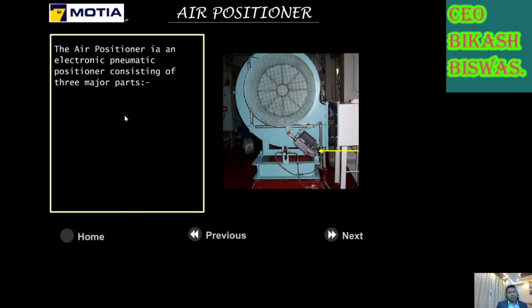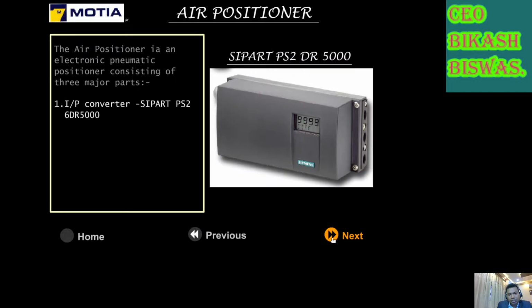Let us just know the basic concept of the air positioner. What is an air positioner? The air positioner is an electronic pneumatic positioner consisting of three major parts. What are the three major parts? It has an IP positioner. The manufacturer is Sipart. You know what an IP positioner is? I means current and P means pressure. This means your current signal is getting converted to a pressure signal.